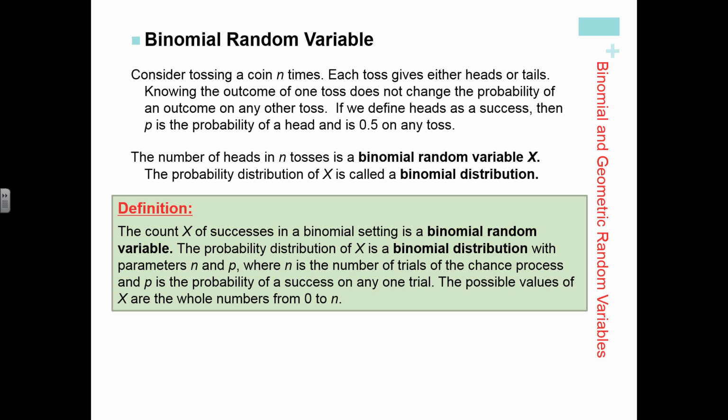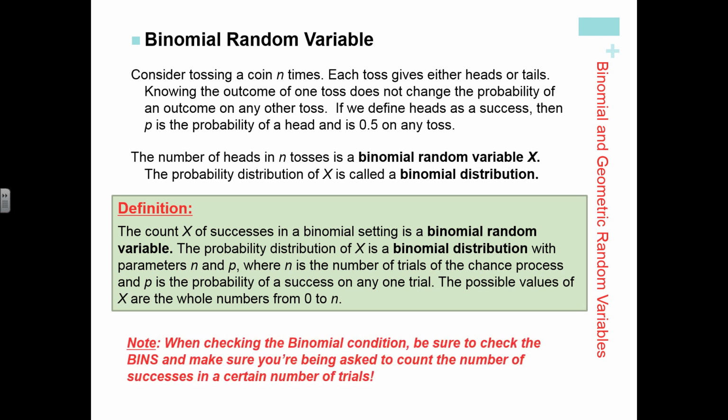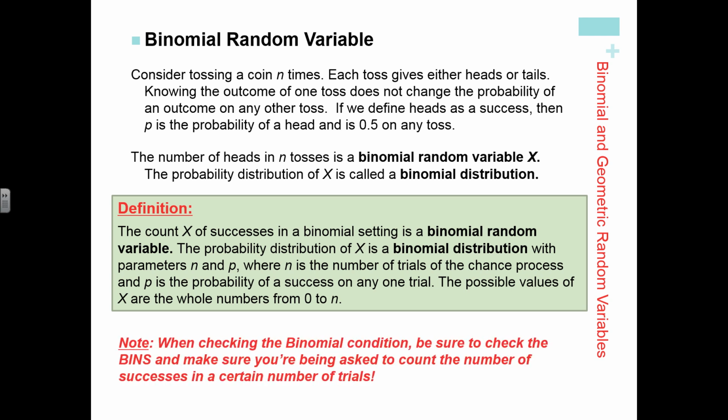And it's basically the same exact thing. The only difference is you actually have a formula to figure out your binomial distribution. Again, anytime you have a situation that you believe is binomial, you have to check BINS. That note is important, so I'll probably write it down. And also make sure that you're being asked to count the number of successes in a certain number of trials. So I want to know, like, the probability of getting 5 heads. They're actually asking you for the count of successes.